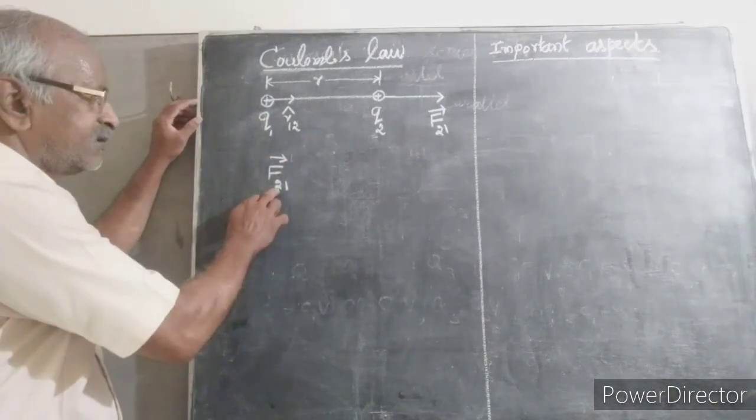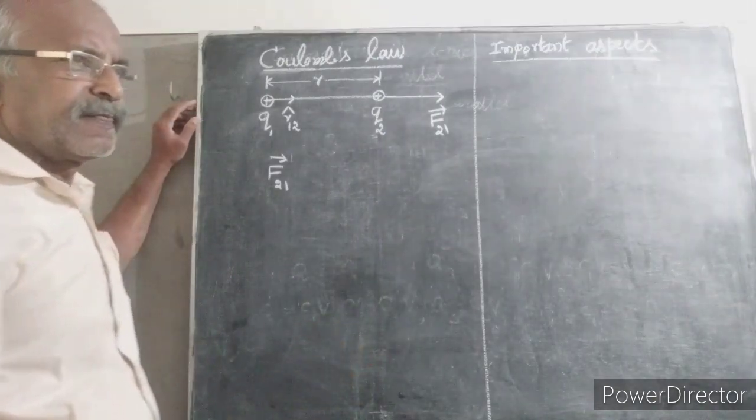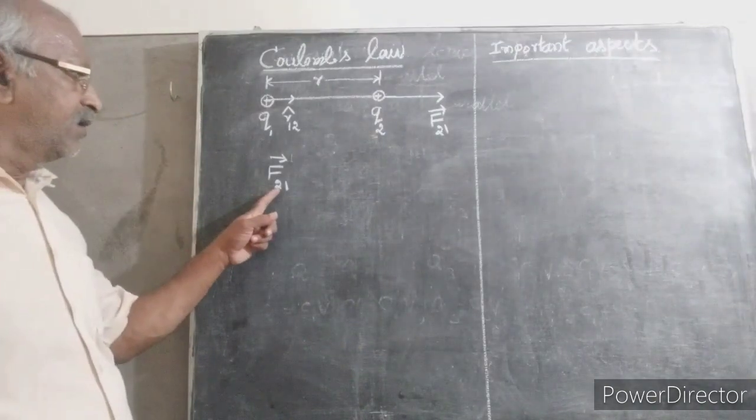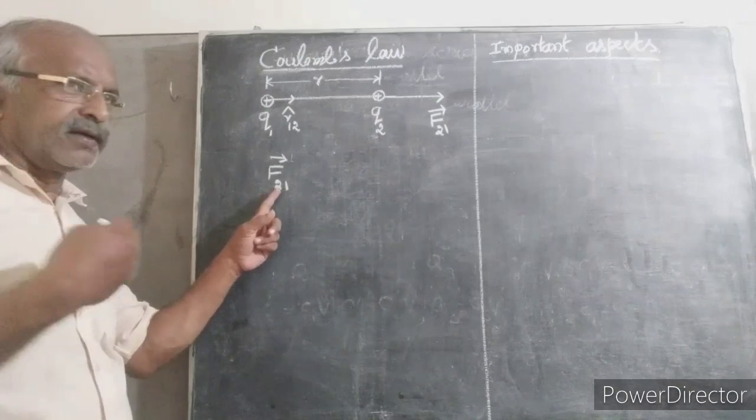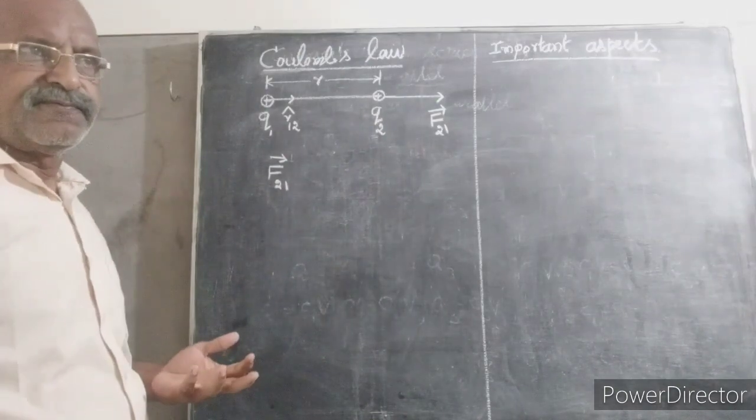This is the general procedure to represent a force. That is, the first number should be on the second charge, and the second one is by the first charge.